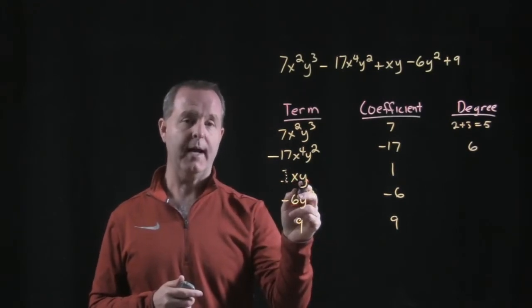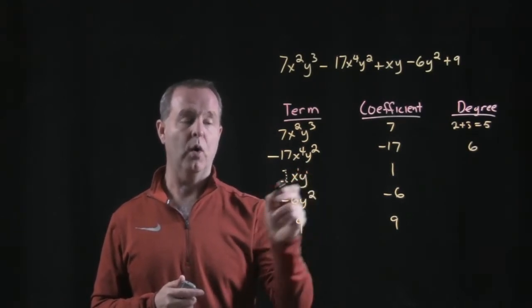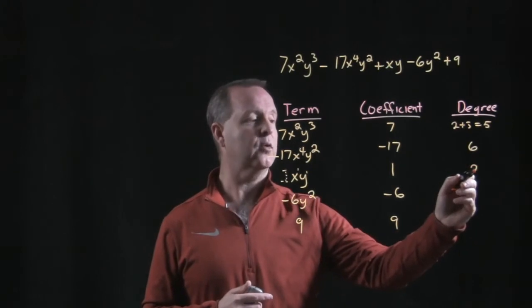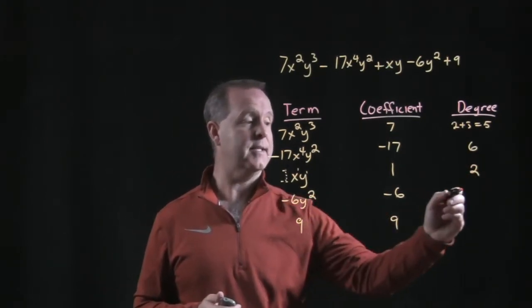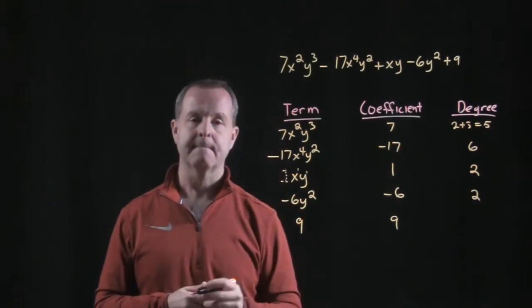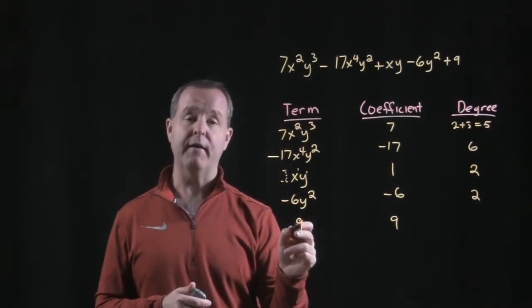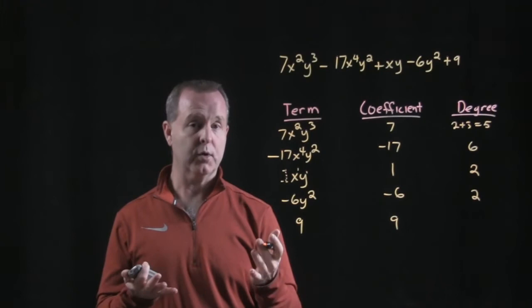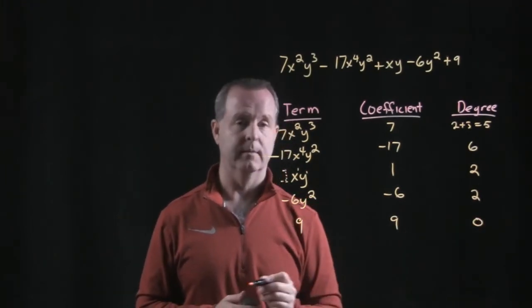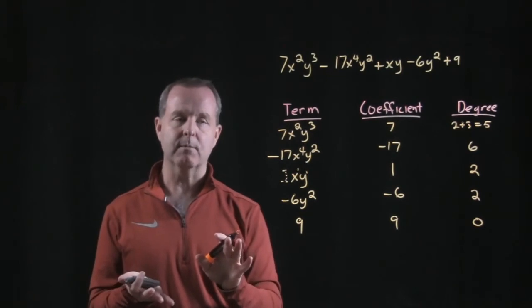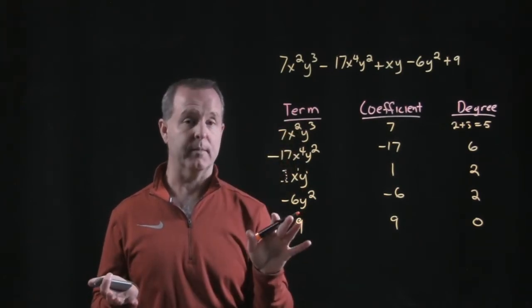X times y, each of these are understood 1, so this is a second degree term. Y squared is by itself, so that's a second degree term. And this one, there is no variable, so there is no degree to this particular one, so this is a 0 degree term.